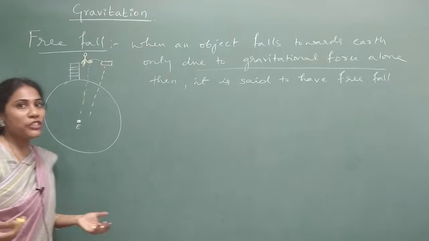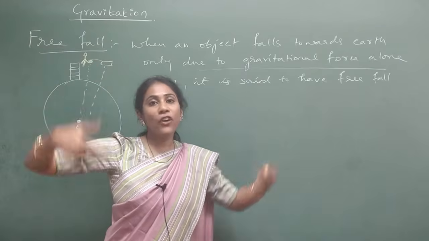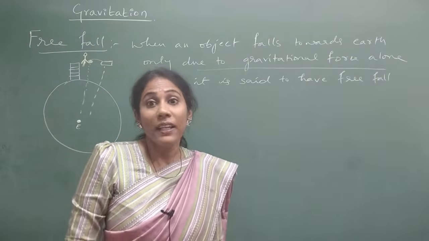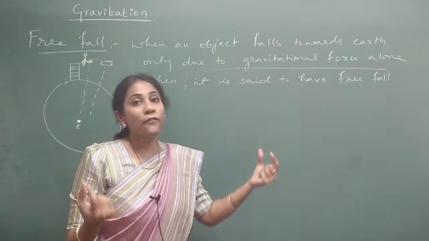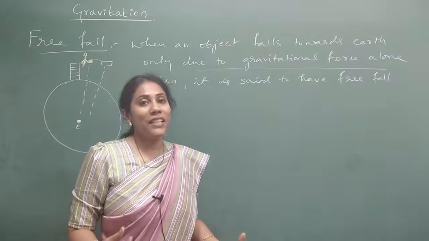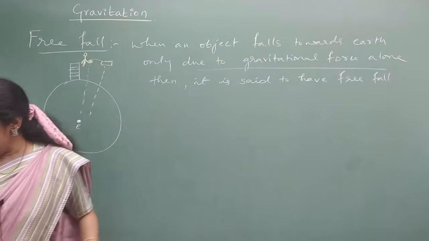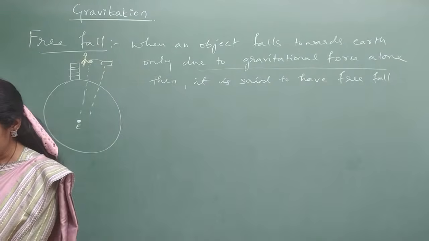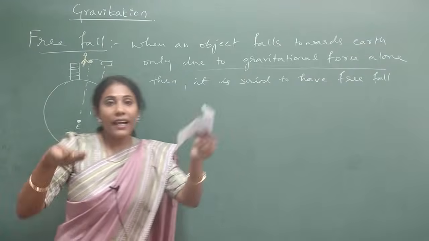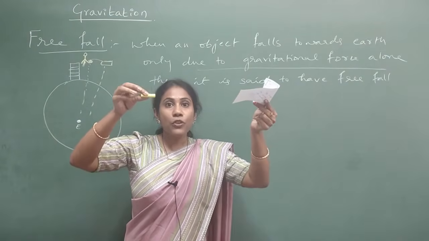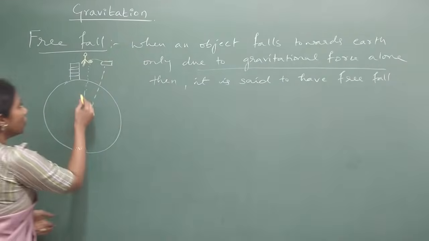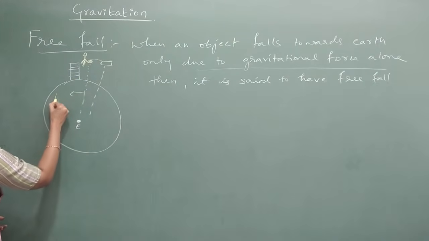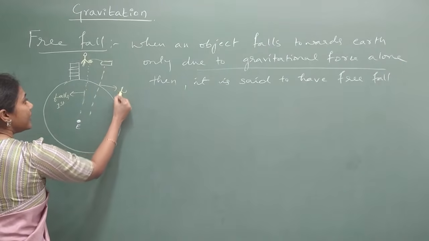Then you can ask me a question: ma'am, then every object which is falling on earth is called free fall, so why specifically do we say it's due to gravitational force alone? There is a difference, guys. For example, say I have this paper and this chalk piece. When I leave both of them, the chalk piece falls first. This is a stone, so it falls first, whereas the paper falls later.